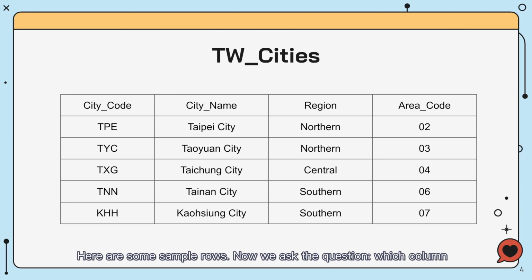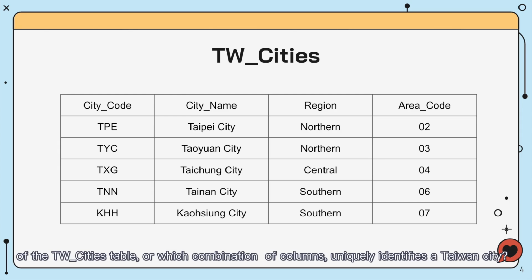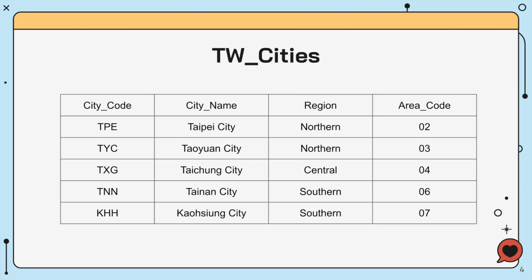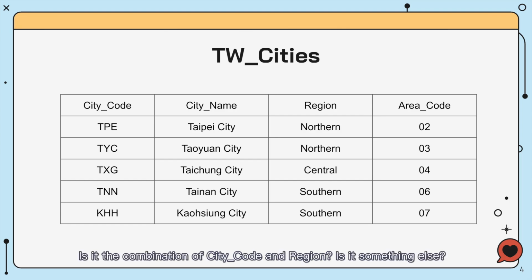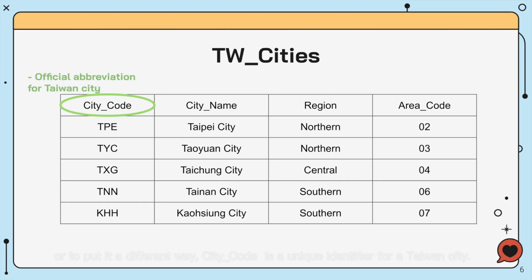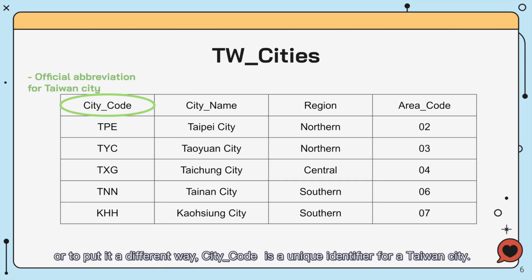Now, we ask the question, which column of the Taiwan city table or which combination of the columns uniquely identifies a Taiwan city? Is it city code, city name? Is it the combination of city code and region? Is it something else? Well, a city code is an official abbreviation for a Taiwan city. Each city code officially designates exactly one Taiwan city in real life. Or to put it a different way, city code is a unique identifier for a Taiwan city.